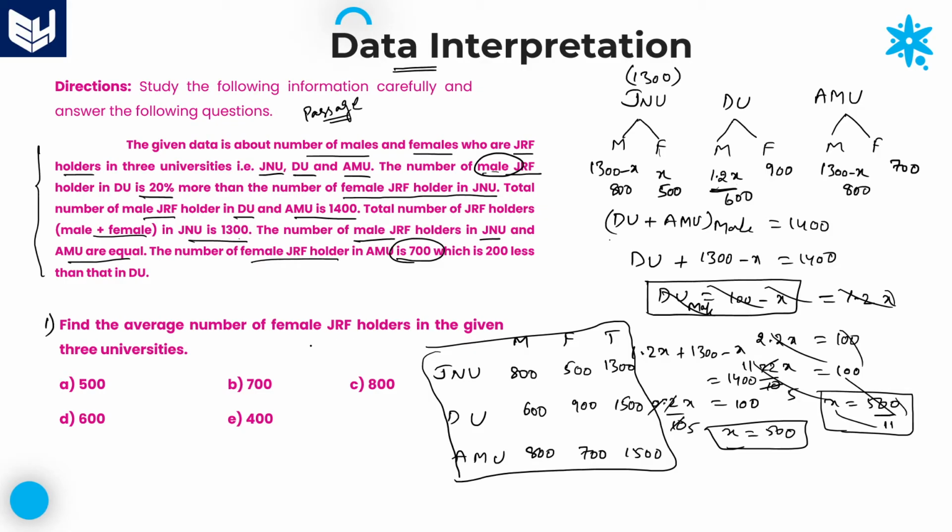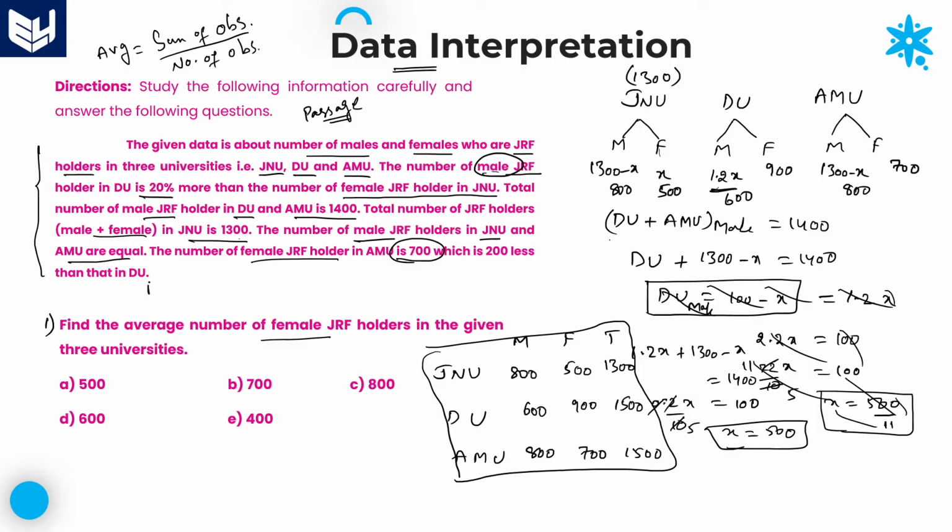Look at the first question. Find the average number of female JRF holders in the given 3 universities. So first of all, what is meant by average? Average is equal to sum of observations divided by number of observations. That is the formula for average, right?